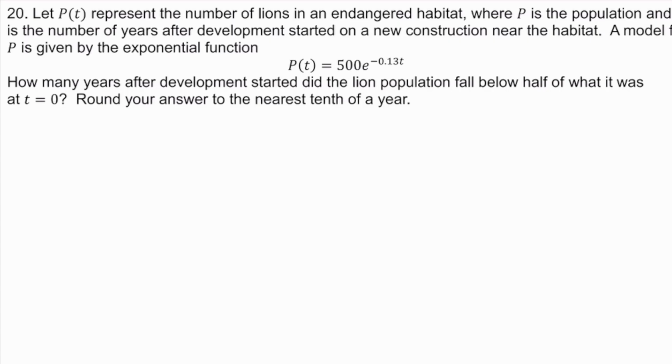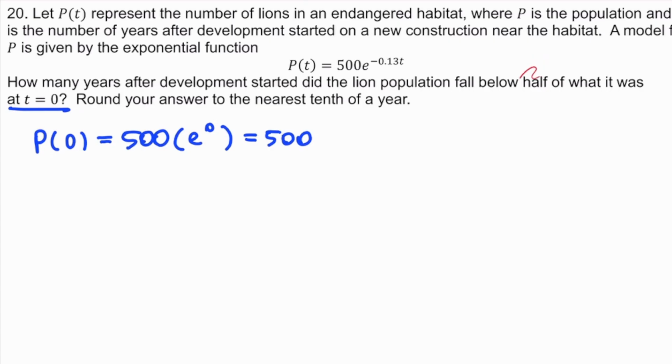All right, so I guess what we first need to know is the population at t equals 0, which is P of 0 equals 500 times e to the 0 power. E to the 0 power is going to be 1, so this is just 500. If you need to verify this with a calculator, you go on ahead. What we're interested in is half. So I'm trying to solve the equation P of t equals 250.